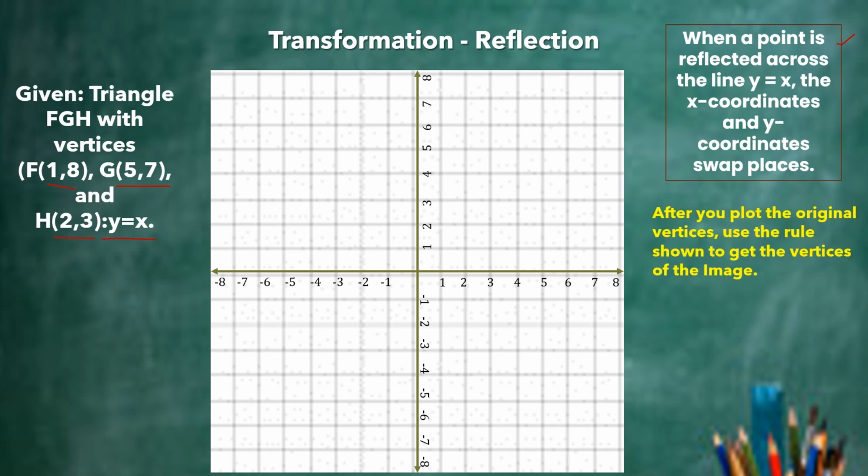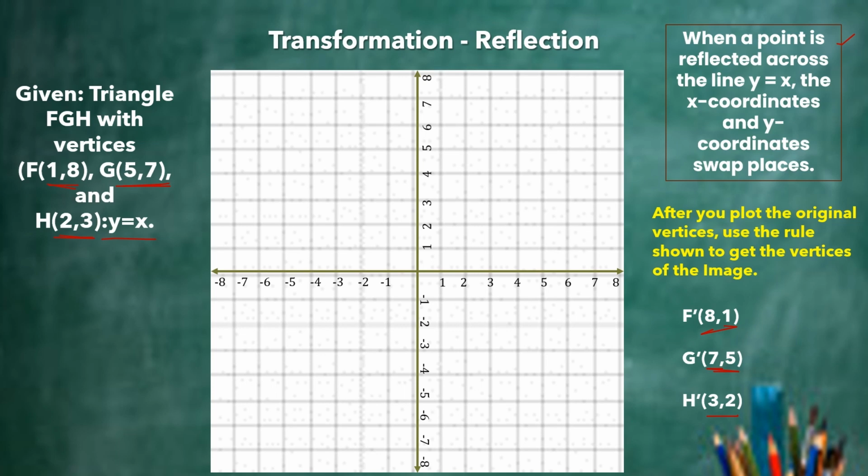So after you plot the original vertices, you use the rule shown in red to get the vertices of the image, which is our transformed shape that we will develop. And here we have (8, 1) because all we did was flip the (1, 8). Then we have (7, 5) because we simply flipped the (5, 7). And now we have (3, 2) because we simply flipped or swapped places, and (3, 2) is that coordinate.